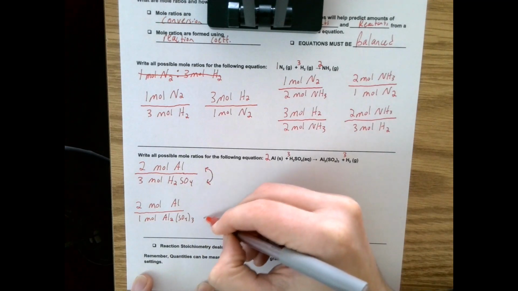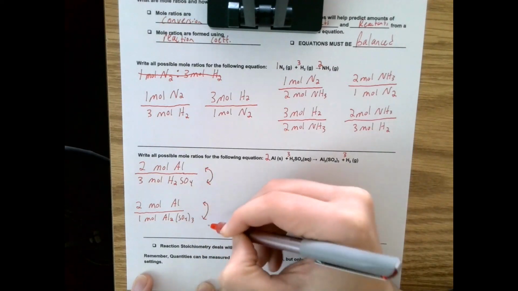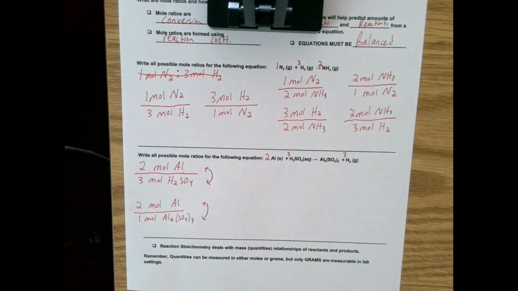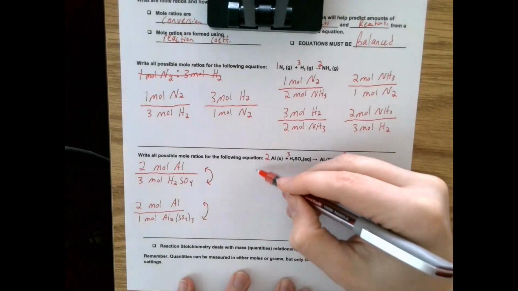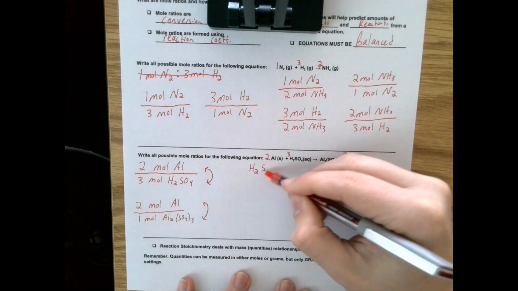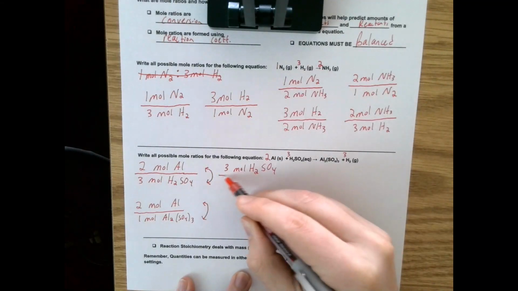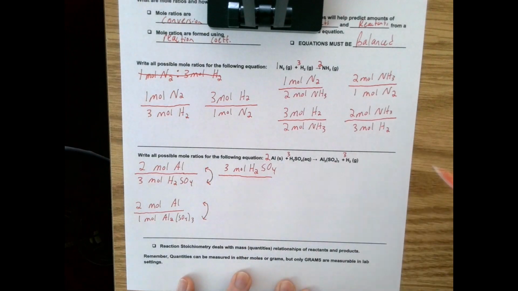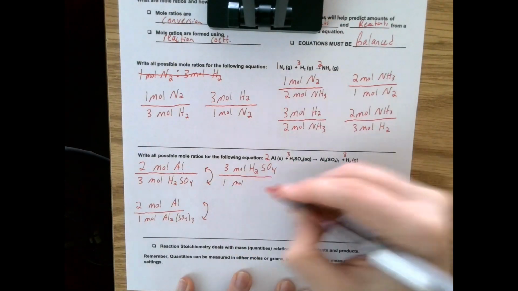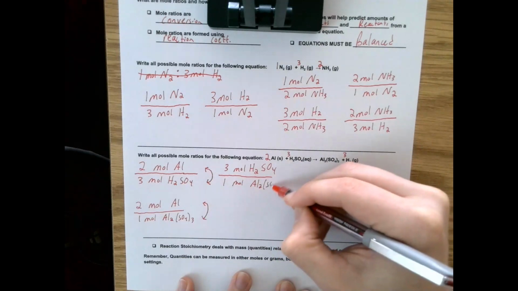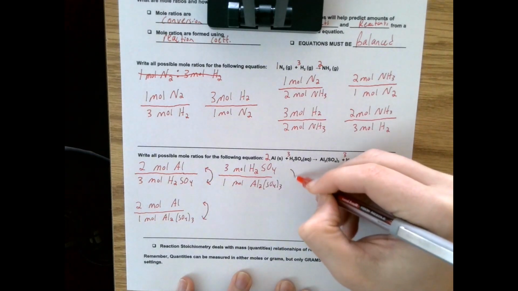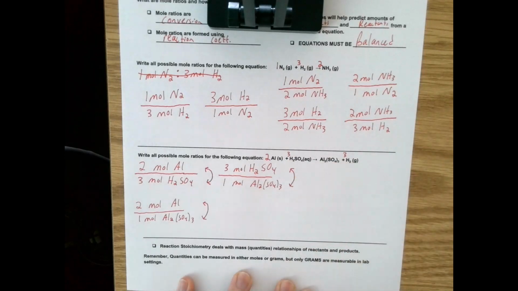And then hopefully you also got the exact opposite of that. You got 1 mole of aluminum sulfate is produced from 2 moles of aluminum. So then I can look at sulfuric acid and aluminum sulfate. So I can say H2SO4, and I have 3 moles of that with aluminum sulfate. So 1 mole, Al2(SO4)3. And I would also have the exact opposite of that.